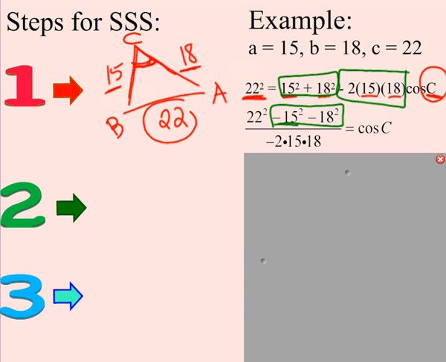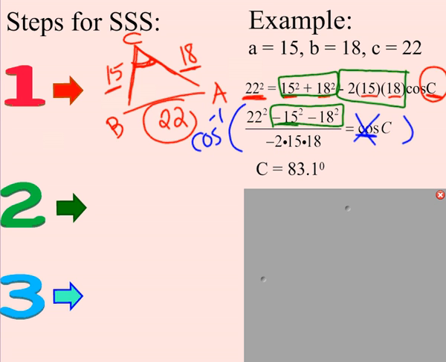So this is just doing a bit of algebra. And then we'll need to take the cosine inverse of both sides. So you'll do cosine inverse to move this cosine to the other side. Okay, and then we'll just get C, and cosine inverse of that fraction is 83.1 degrees. So that gives us this angle here, 83.1 degrees.